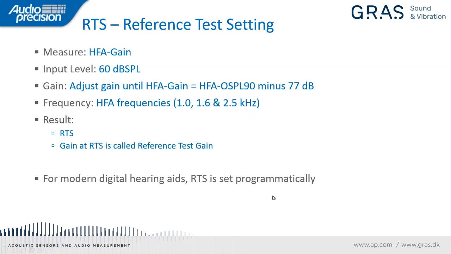Now for modern digital hearing aids, this RTS value can be set programmatically. Typically you would have a programmer connected to the hearing aid, with tiny little cables, or sometimes over Bluetooth, and you would send a command to the device to tell it to set itself to reference test setting. For analog hearing aids, it's a kind of an iterative process where you have to adjust the gain of the hearing aid, measure the HFA gain, and compute the HFA OSPL 90 minus 77 dB until you reach the target level.